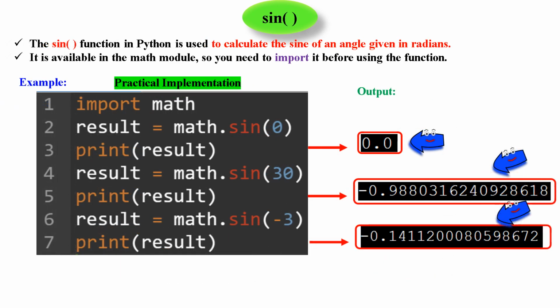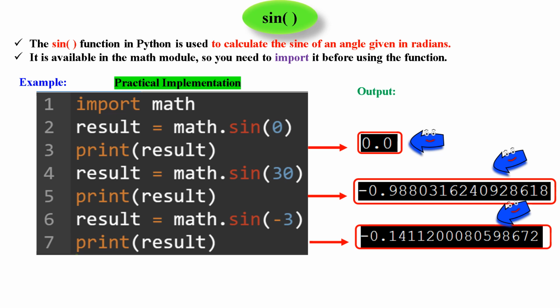The sine function in Python is used to calculate the sine of an angle given in radians. It is available in the math module, so you need to import it before using the function. Let's see some examples. In this code, we calculate the sine of different angles using the math.sin function and print the results. In line 2 and 3, we calculate the sine of 0 radians, or 0 degrees, using math.sin of 0. The result will be 0.0, as the sine of 0 degrees is 0.